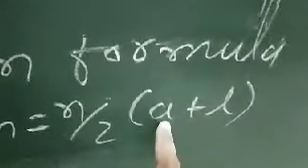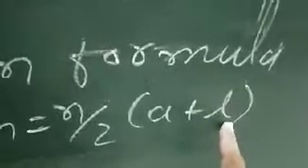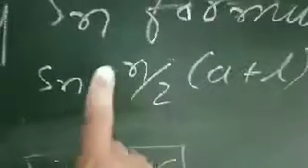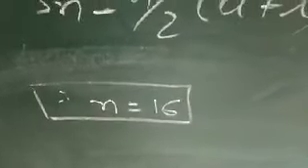Okay, so by the Sn formula we find n. So Sn is equal to n upon 2 into bracket a plus l. Here we have the first term and the last term l. Sn also we have, that is 400. So you put all these values and find n, then you get n is equal to 16. Okay, so you try it. Now we find d, it means the common difference.